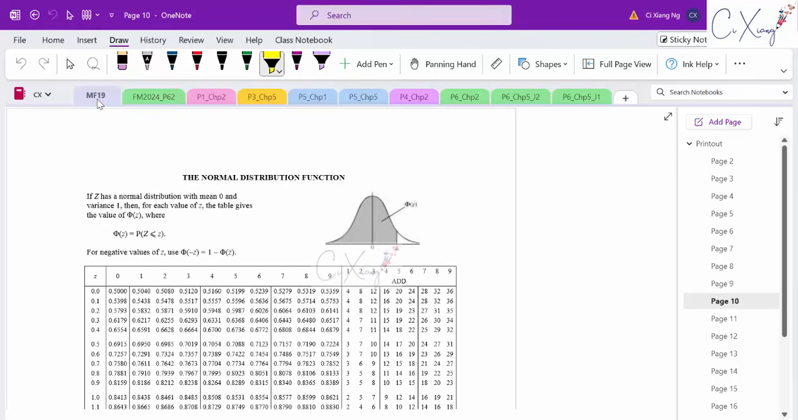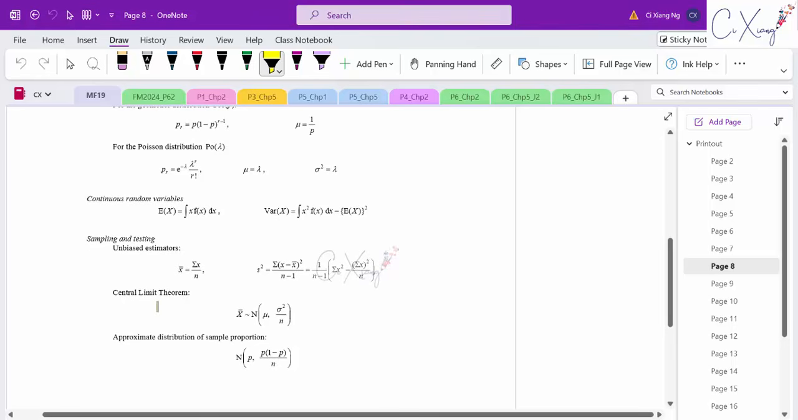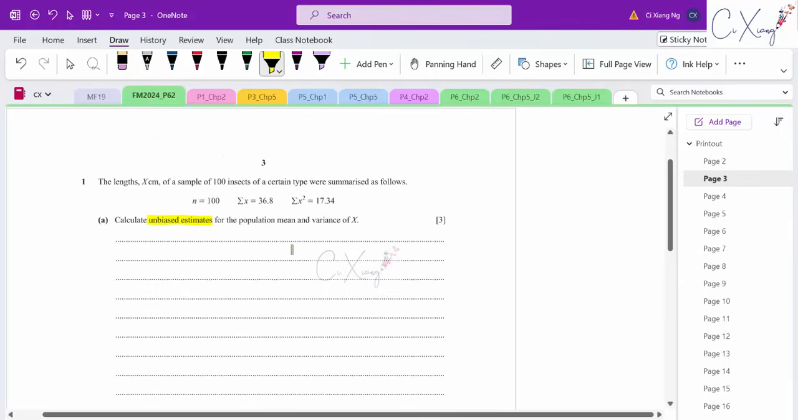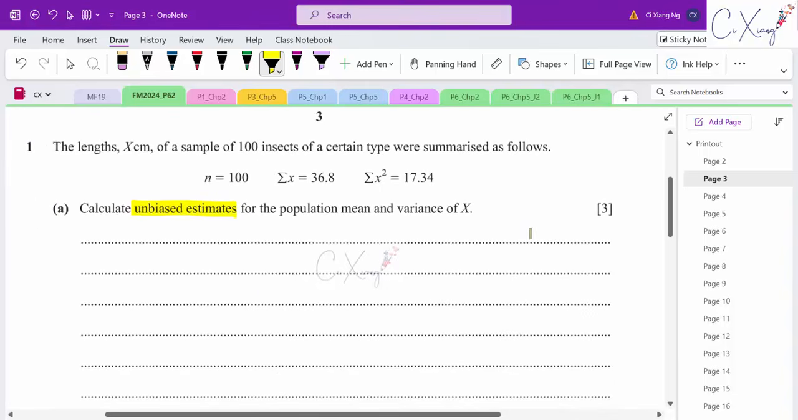If you can't remember the formula, it is actually provided in the formula booklet. You go to the probability and statistics part and scroll down to the part on sampling and testing. From here you can see the unbiased estimators. These are the two formulas for the estimators, the population mean and the estimated population variance. We are going to use these two. In case you cannot remember them, you can still find them in the MF19.